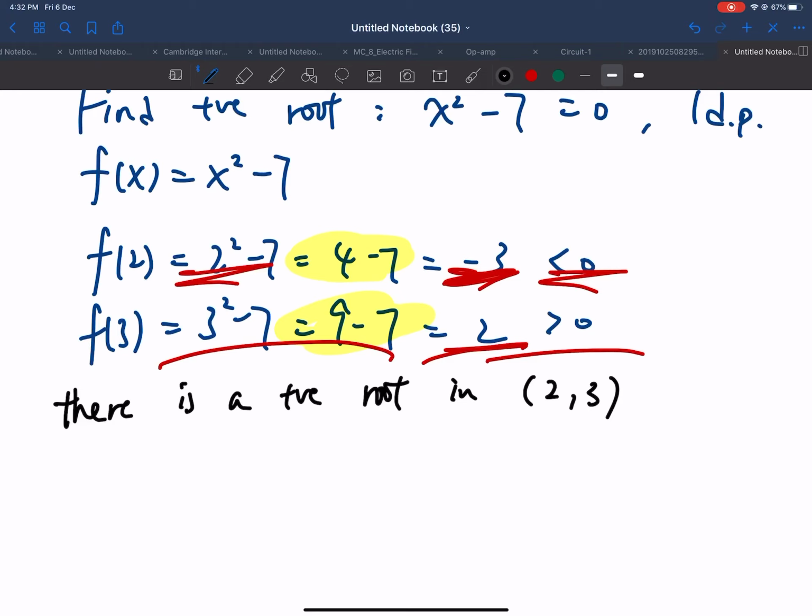Okay, and then you use bisection. That means you check which number? 2.5. So if you try 2.5, what do you get? You just tell me only the number. A negative number, it will give you 0.75.